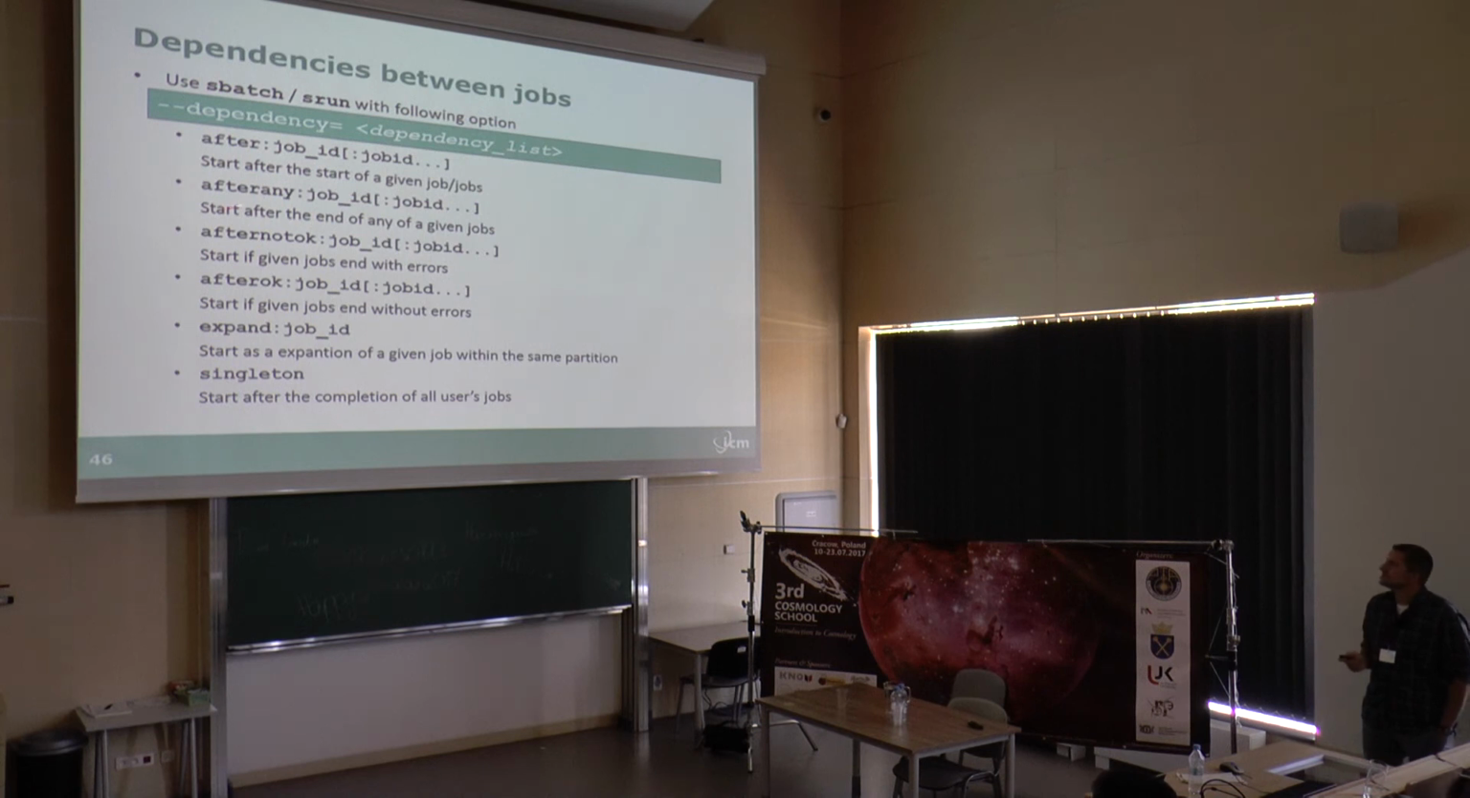So those dependencies can say, for example, that you will start the specific job that you are submitting after the start of a given job or jobs. So if a given job starts, then I want this job that I'm submitting right now also to be started. Or, for example, you can say that your job should start only if a given job or jobs end without errors. So if the first stage ends without errors, then I want to start the other jobs as well.